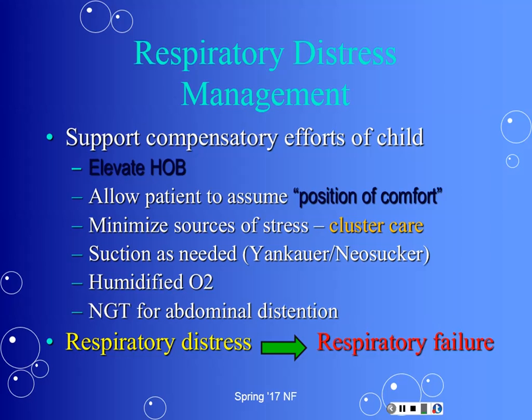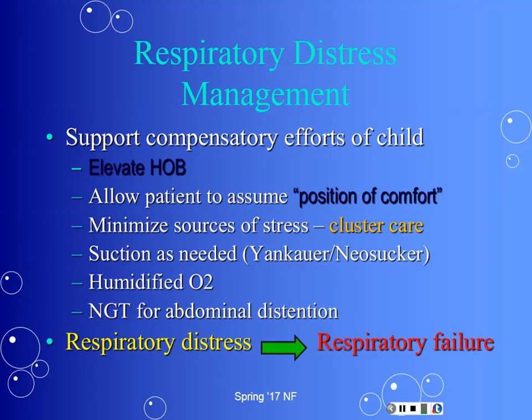You're going to use humidified oxygen. Why would you use humidified O2? So it doesn't dry them out, right? If we're already talking about inflammation and irritation, we don't want to make that worse and cause further inflammation and swelling. And if they've been crying, working really hard to breathe, trying to gulp in air for a while, they may have some abdominal distension that's pushing on their diaphragm, making it harder to breathe. You may need to drop a nasogastric tube to help release that abdominal distension.